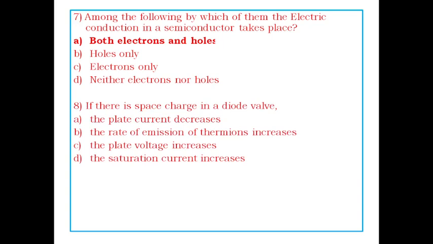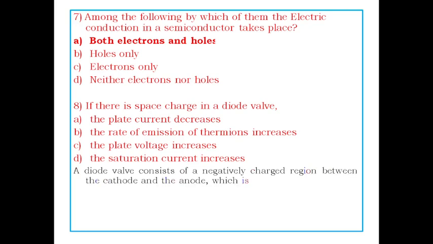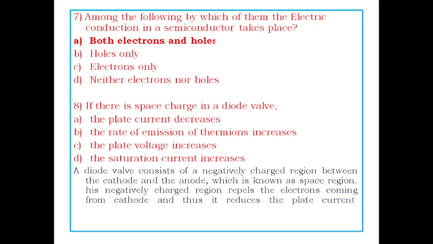Now let's move on to the 8th question. If there is a space charge in a diode valve, dash happens. See what space charge actually is in this sense. If we have a diode, there will be a cathode and anode. This space charge consists of a negatively charged region, which is called the space charge. The negatively charged region in a diode is named the space charge region, and in that region it repels the negative electrons, that is, it repels the negative charges.